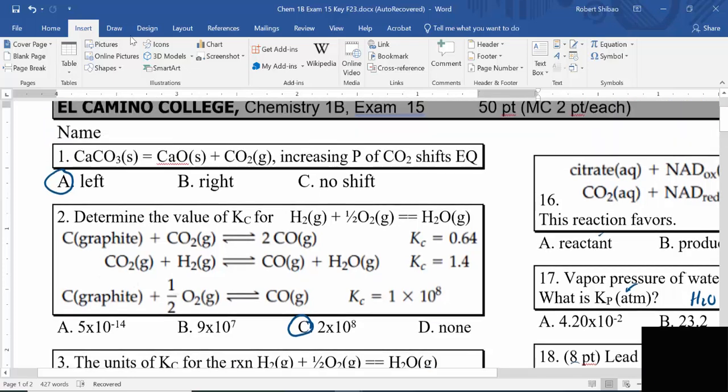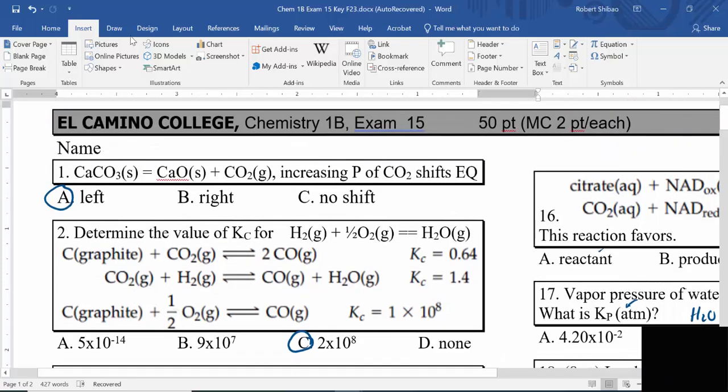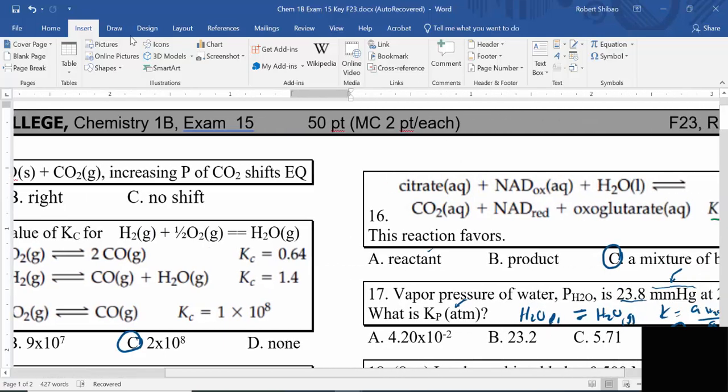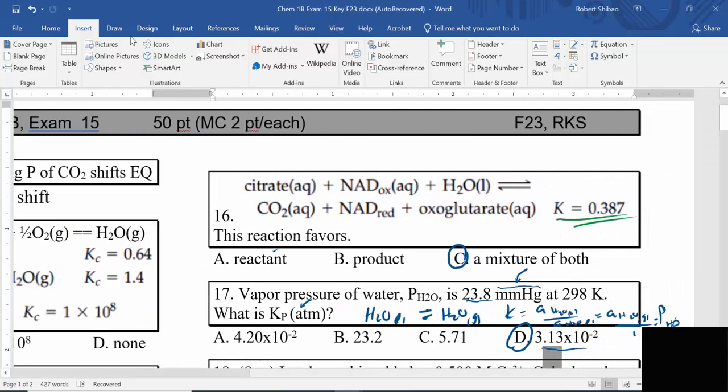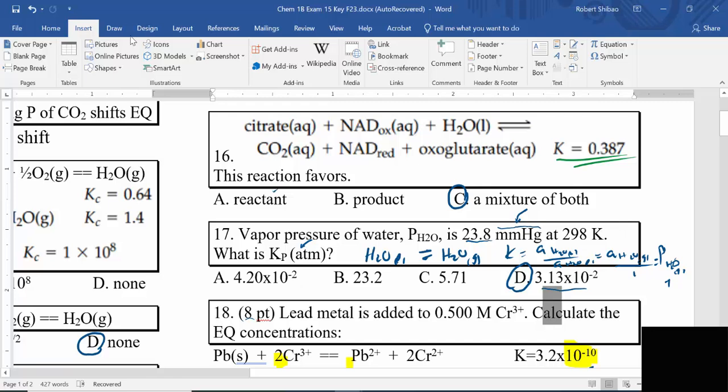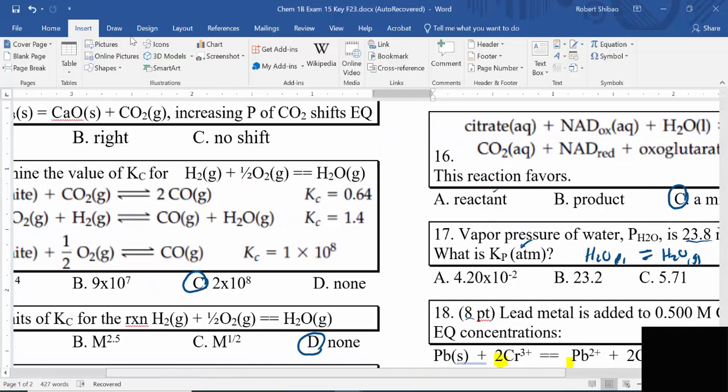I have a question. For number 17, if a question is on the exam, is the conversion something we're supposed to know, or would it be on the exam? If the conversion isn't on the exam, you can ask me for the conversion. Usually conversions I'll just write on the board. So if you forgot the conversion from millimeters of mercury to atmospheres, it's okay. You can ask me. I'll give it to you.